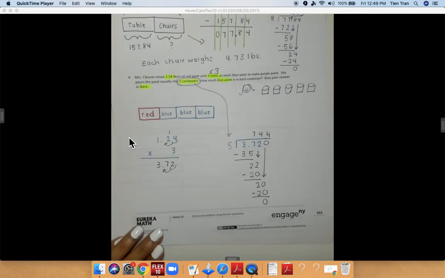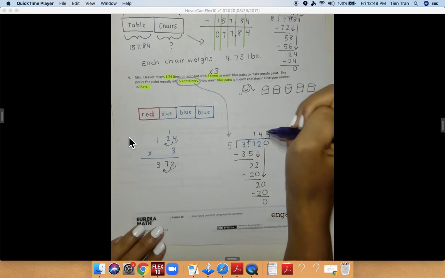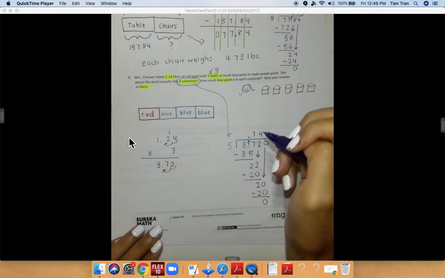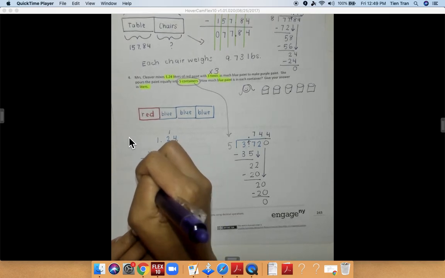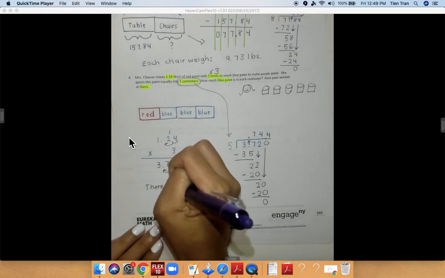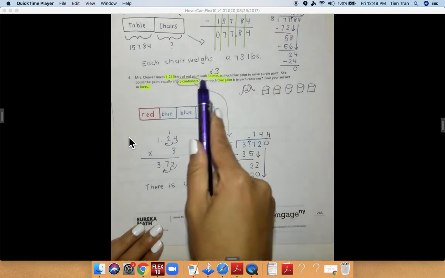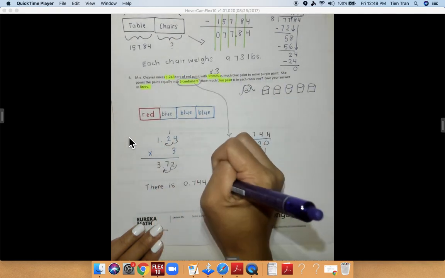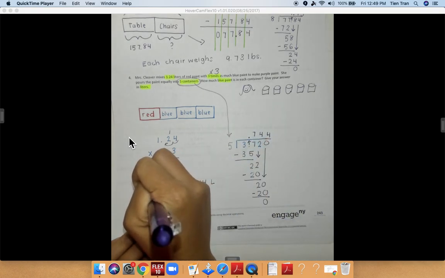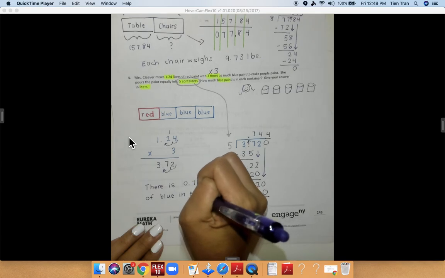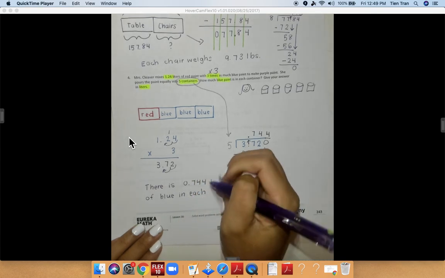I'm going to zoom out because you guys did not even get to see that. Okay, now I'm going to make sure I bring up my decimal. So my final answer is 0.744, and what is it measured in? Liters of blue in each container.